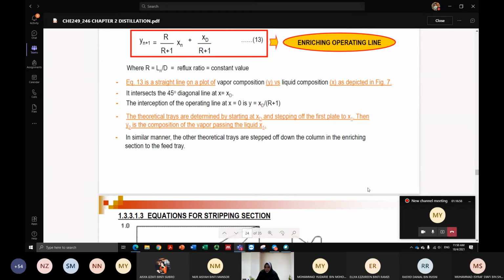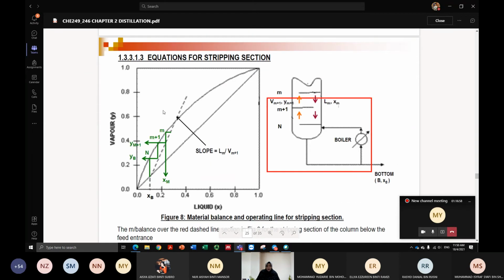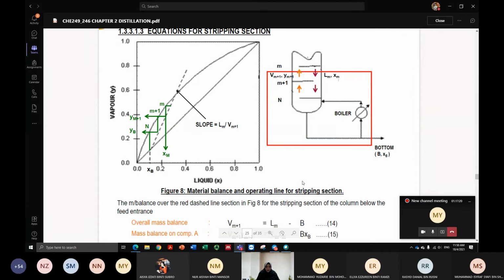Next is the equation for the stripping section. I will go fast because it's not that easy to draw the stripping operating line. The symbol that we use is SOL, stripping operating line. So how do you get that? For the stripping section, you're going to focus at the bottom of the column.